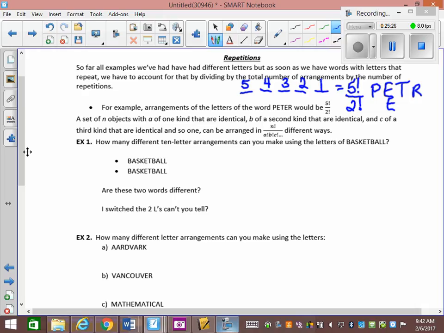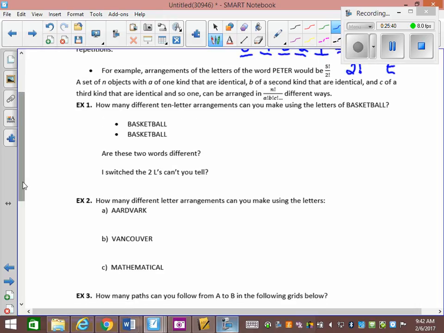So for a set of n objects with A of one kind that are identical, B of a second kind that are identical, and C of a third kind that are identical, you'd go n factorial over A factorial, B factorial, C factorial. So how many different 10-letter arrangements can you make of the letters of basketball?